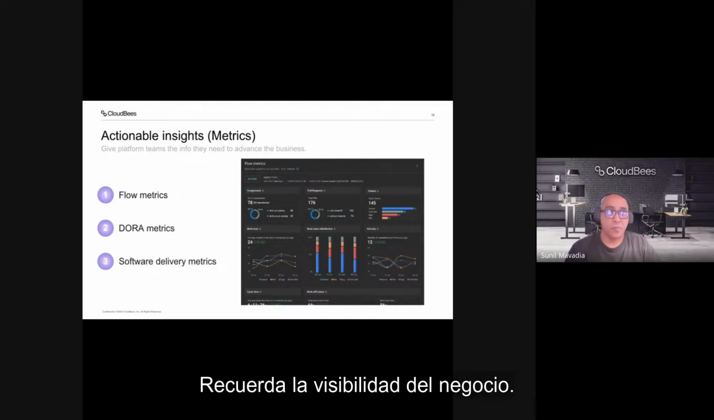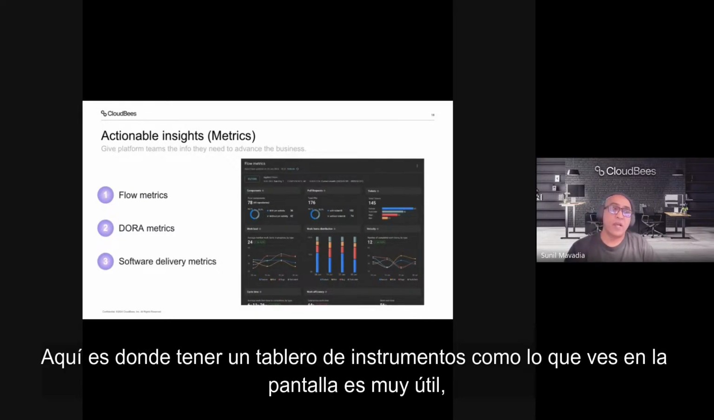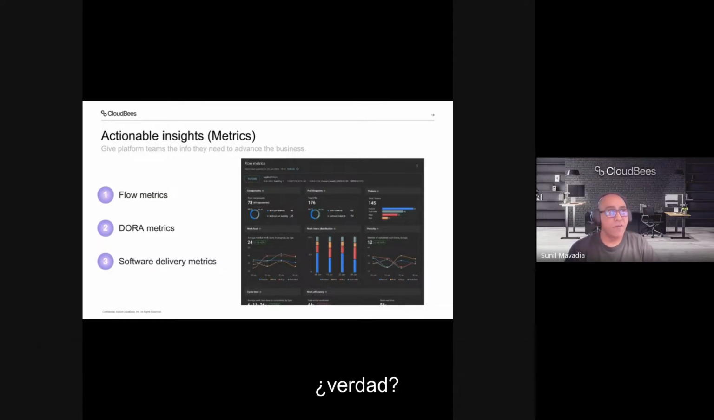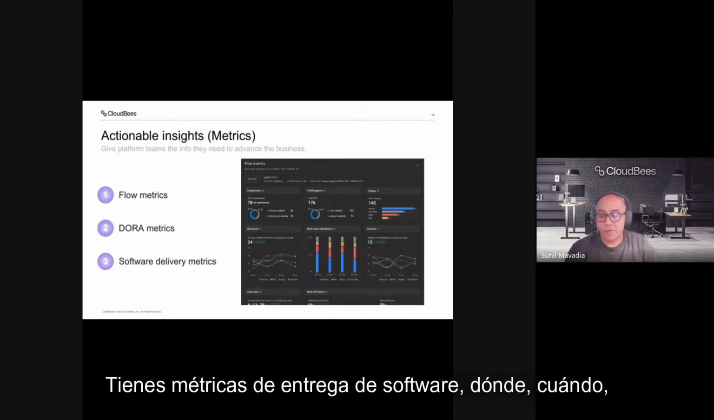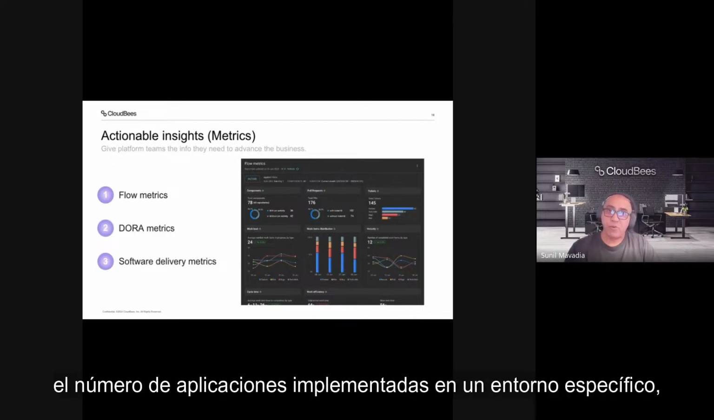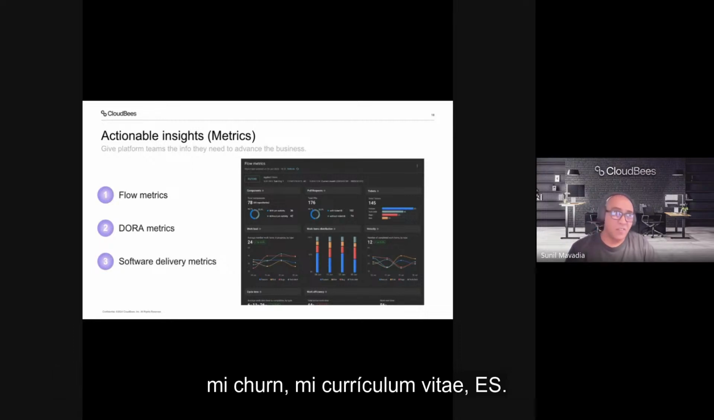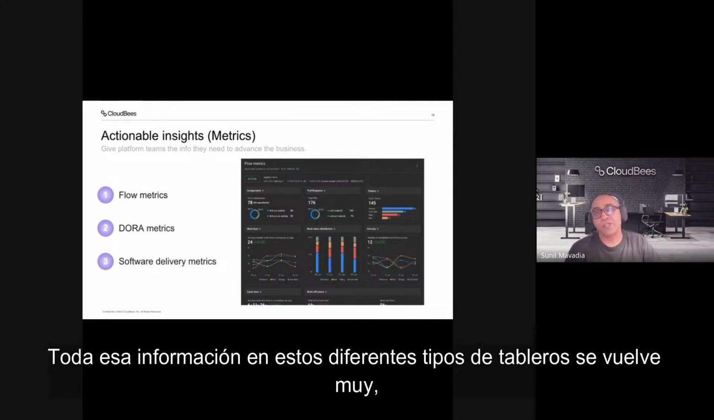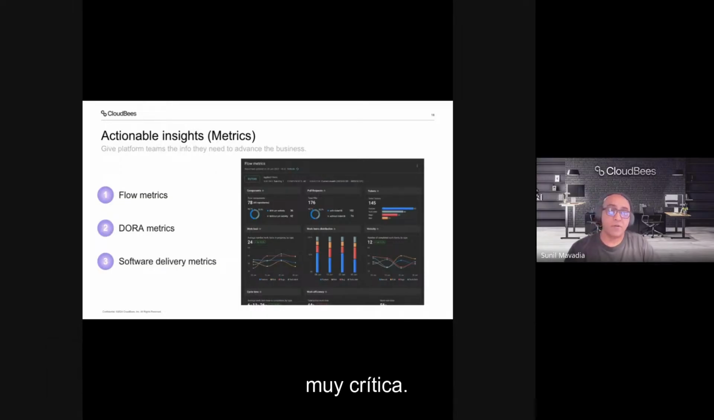And last but not least, it's the metrics. Remember, business visibility. This is where having dashboards like what you're seeing on the screen come very handy, right? You have software delivery metrics. What was delivered, where, when, by whom, my deployment frequency, the number of applications deployed to specific environments, my churn, my CVEs, all that information in these different types of dashboards become very, very critical.